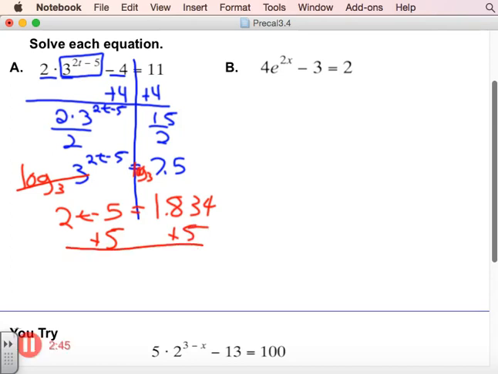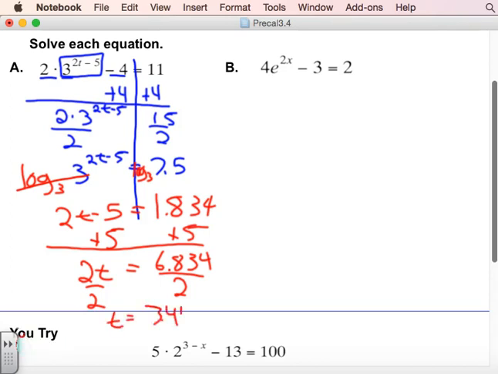Then add 5. So that's 6.834 and divide by 2. And you get t to equal 3.417. All right, so now we've solved for t. If you plug that decimal back in to the equation for t, you should be able to simplify it out and see that it equals 11. All right, let's look at one other one, and I'll let you try one.